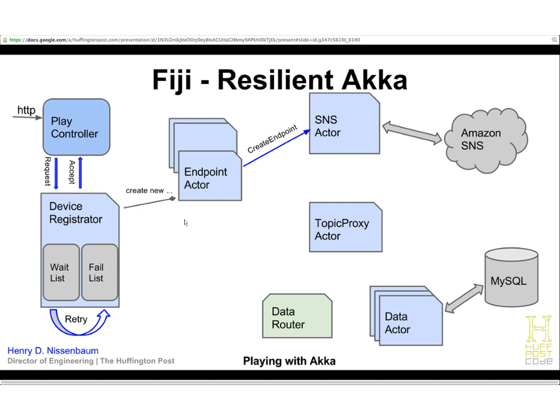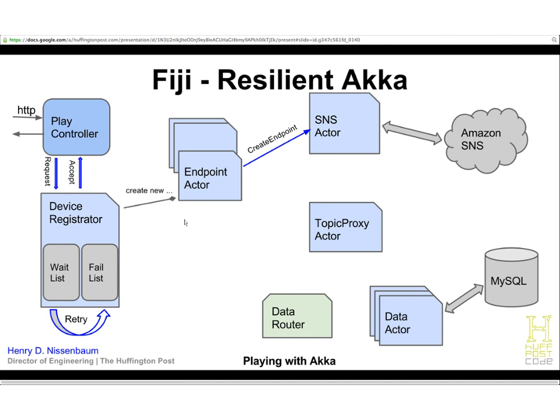The device register sends the play controller back the accept message. We're good. Play controller sends back the message. So now the mobile app user believes that they've registered. They don't know that we haven't finished doing all the work yet, but they can go on their way and read our articles on their phone. In the meantime, this newly created endpoint actor has started the work going by sending a message to the SNS actor to create the endpoint.